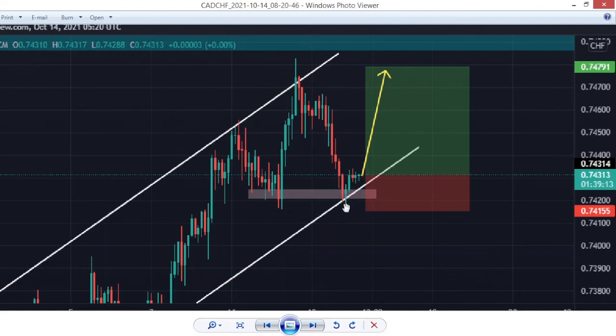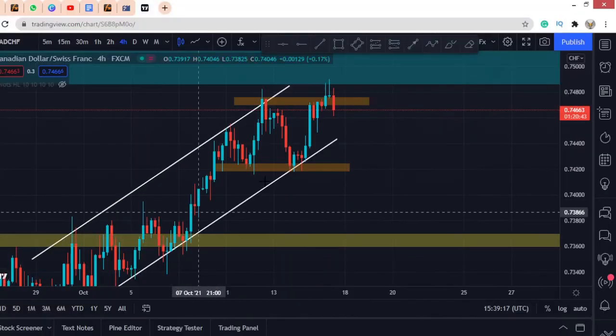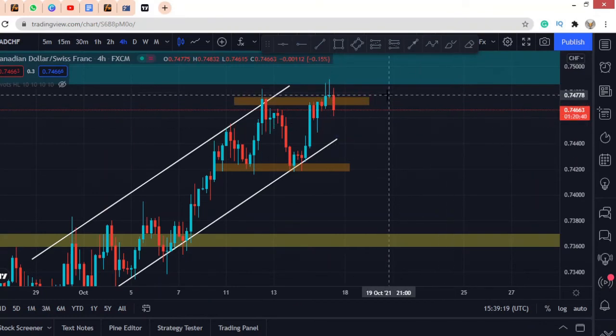I knew that since we were at the supporting trend line here, and this for me looked like a retest, I was looking forward to this move all the way up to here. So I entered here at 74 313. I put my stop loss just below this level, and I targeted this level over there at 74 791. As you can see, 74 791 is somewhere around there. So you can see it came all the way and hit our target.